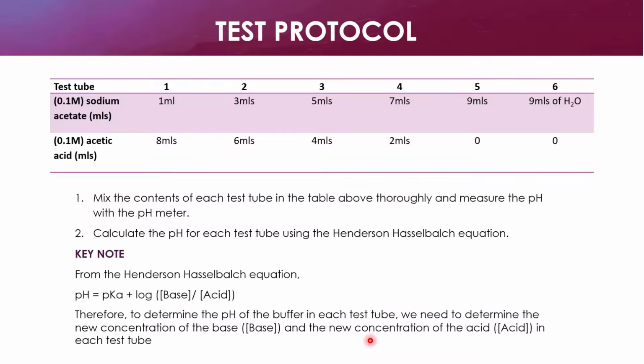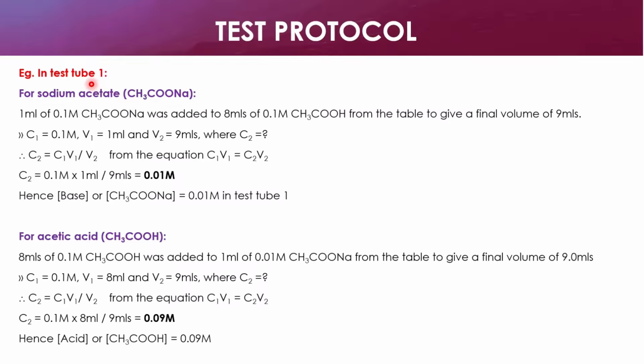So let's just use test tube 1 as our example. For the sodium acetate, we can see that 1 ml of the 0.1 molar sodium acetate was added to 8 ml of 0.1 molar acetic acid from the table to give a final volume of 9 ml. Therefore, we know that our C1 is 0.1 molar, our V1 is 1 ml, and V2 is 9 ml. So we now determine the value for the new concentration as C2 in the test tube.